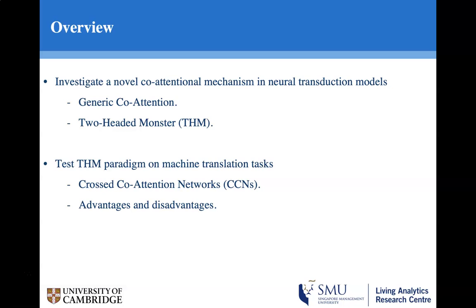We first formulate the co-attention mechanism in a generic way, and then we propose a paradigm called two-headed monster, which consists of two symmetric encoder modules and one decoder module connected with co-attention. As a specific and concrete implementation of two-headed monster, crossed co-attention networks are designed based on the transformer model. We test crossed co-attention networks on machine translation tasks and show both advantages and disadvantages of the proposed method.